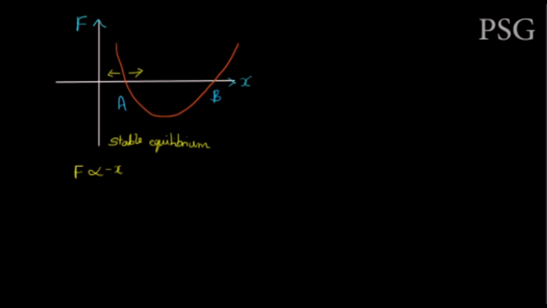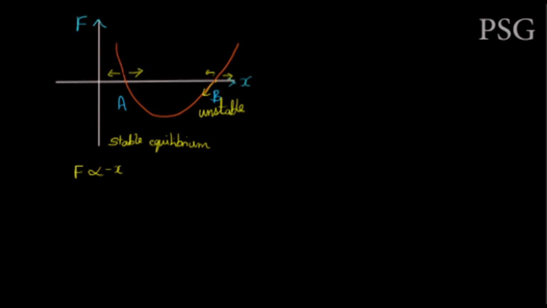Now, at this point B, if I displace the body towards the positive x-axis, force developed is positive, and if I displace it towards the left, the negative side, force is again in the negative direction. Therefore, even though at this point B force is 0, the body is not stable. So we call this point an unstable equilibrium point. At both these points A and B, force is 0, but at point A the body comes back to the same point even if I apply force, but at point B it doesn't return back to the point.